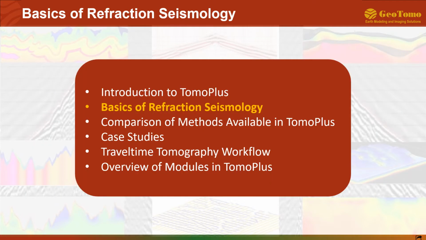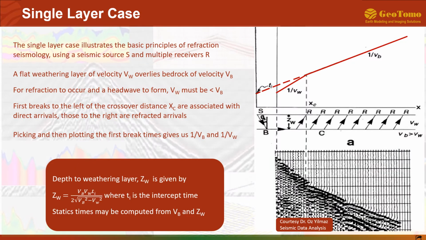Okay, now let's review the basics of refraction seismology theory. The single layer case illustrates the basic principles of refraction seismology using a seismic source S and multiple receivers R, where a flat weathering layer of velocity VW overlies bedrock of velocity VB. In order for refraction to occur and therefore a head wave to form, VW must be less than VB.